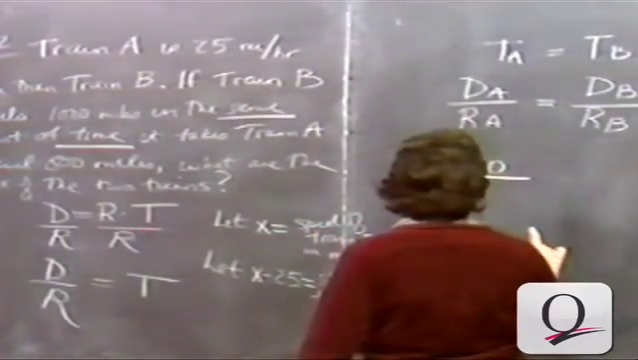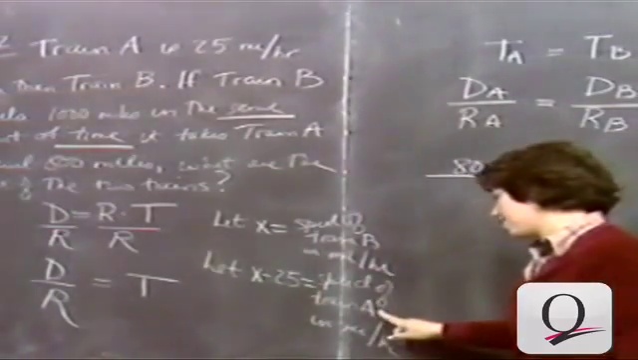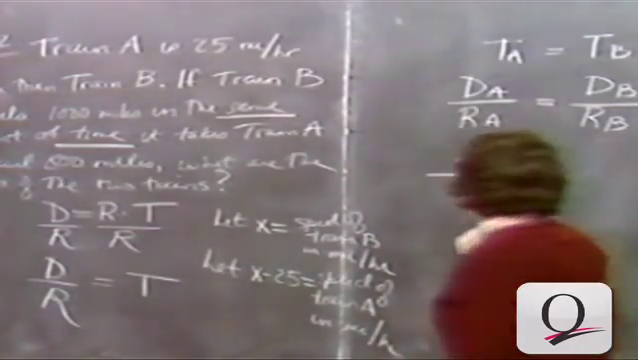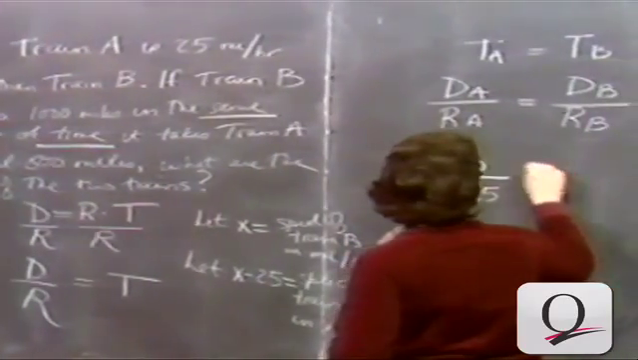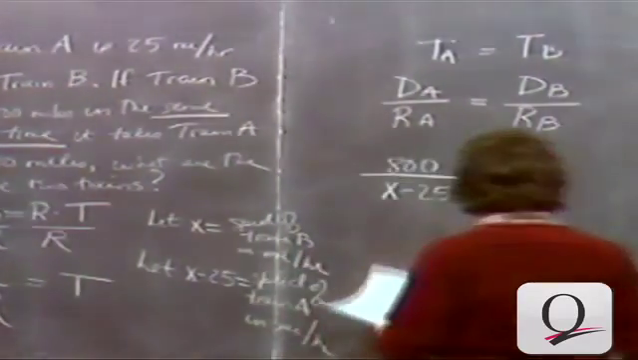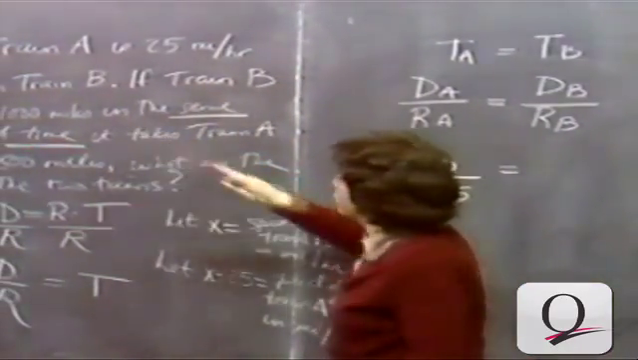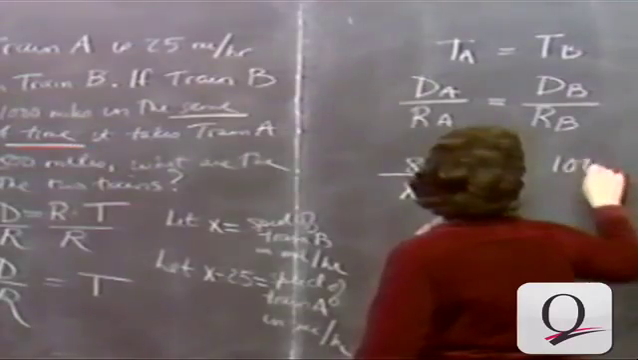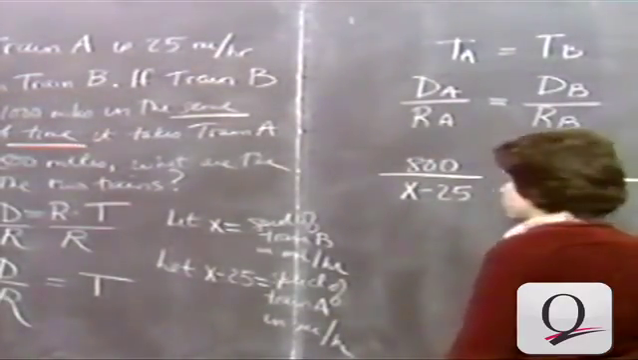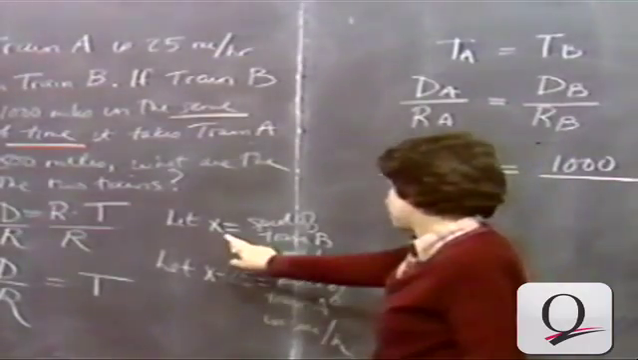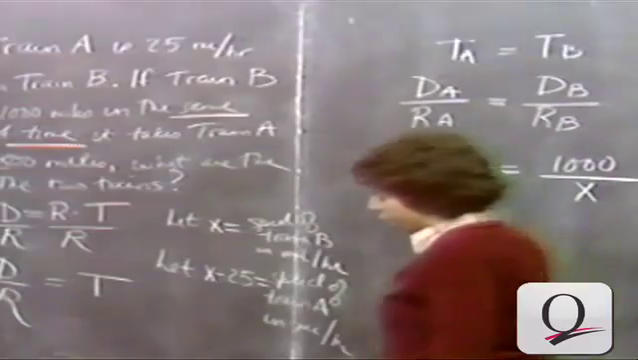The rate that train A is traveling at, the speed of train A's rate, is x minus 25 miles per hour. The distance traveled by train B is 1,000 miles. The rate that train B is traveling at, train B travels at x miles per hour. Okay, so we have our equation.